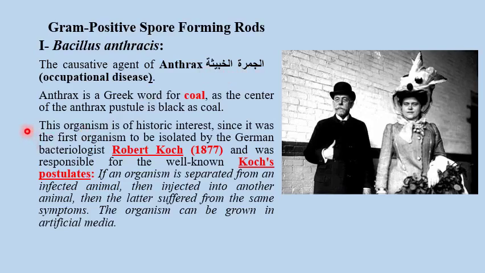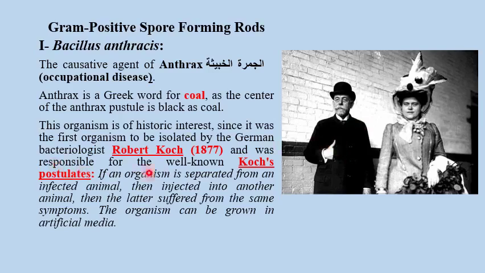This organism is of historic interest. ليه أهمية تاريخية؟ Because it is the first organism to be known and isolated by one of the first bacteriologists, the German bacteriologist Robert Koch, 1877. This is his picture, and by the way this is his wife. ليه أنا حاطة صورة مع his wife? Because she was the one who brought him a gift which was a microscope. هي جابت له هدية الميكروسكوب، ومن الميكروسكوب بتاعها هو بدأ to examine the microorganisms and he discovered the bacteria.